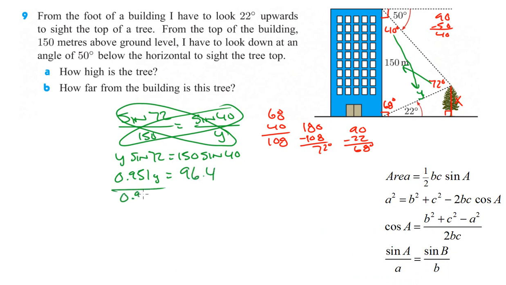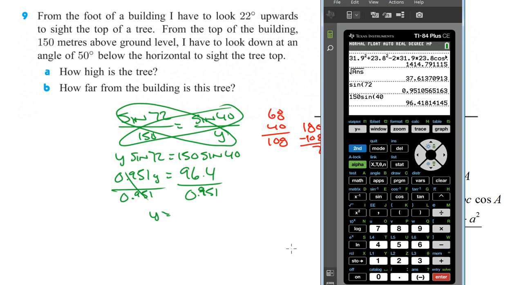Divide both sides by 0.951, right? And that will tell us what Y equals. And then once we know Y, then we can figure out what X is. So we already got the 96.4 in there. Divide that by 0.951, and we get 101.4, we're going to call it.